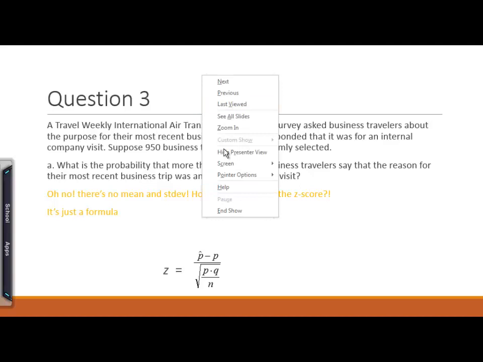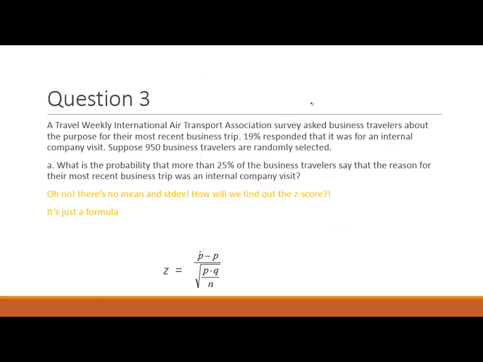Okay, here's the last thing. The last question in your assignment says, a Travel Weekly International Air Transport Association survey asked business travelers about the purpose of their most recent business trip. Whatever. 19% responded that it was for an internal company visit. Suppose 950 business travelers are randomly selected. What is the probability that more than 25% of the business travelers say that the reason for their most recent business trip was an internal company visit?